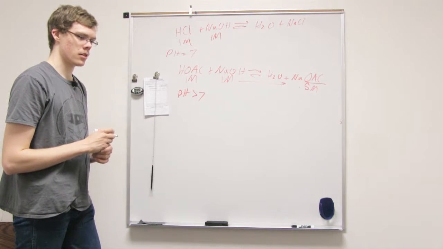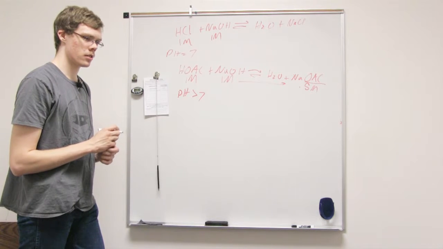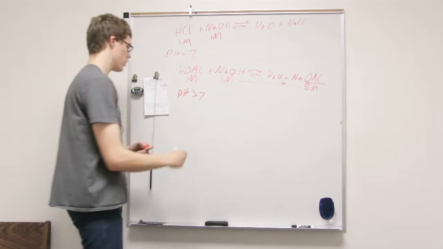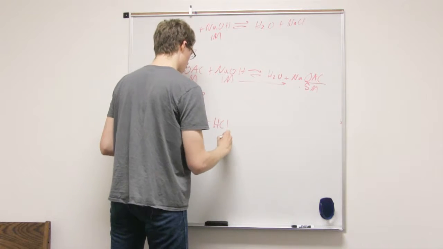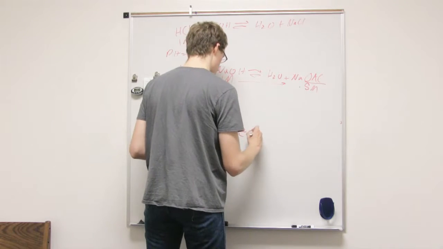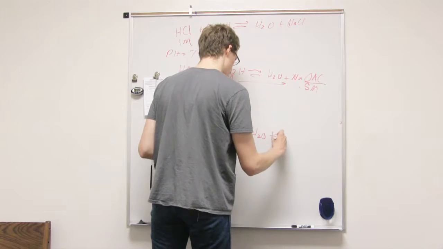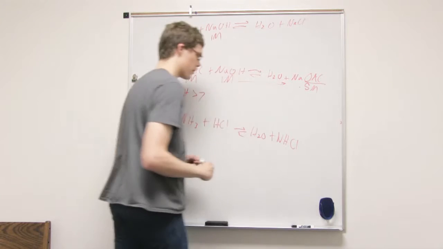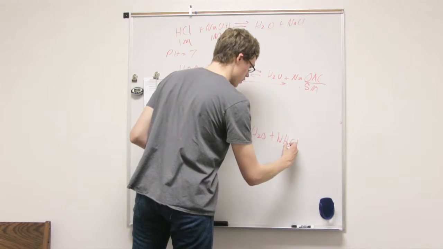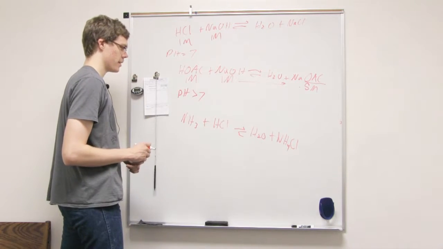Yeah. So if you have a weak base, it'll end up being acidic. So if we did something with NH3 and HCl, we end up getting H2O and ammonium chloride. Oh, no, I'm forgetting something. Okay, that doesn't make sense.